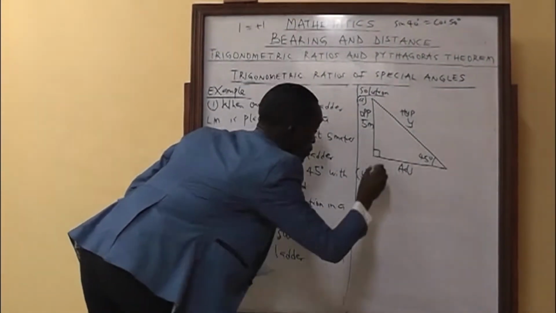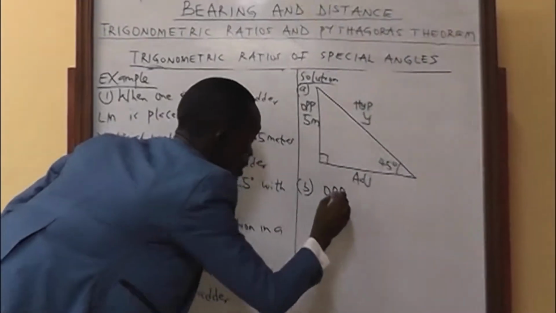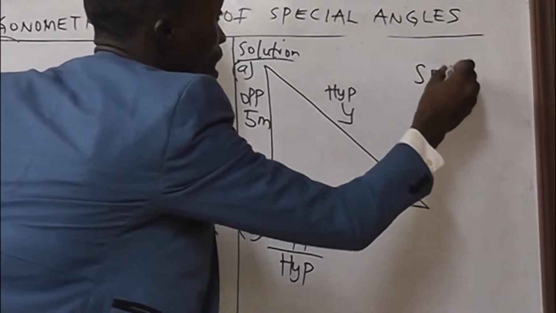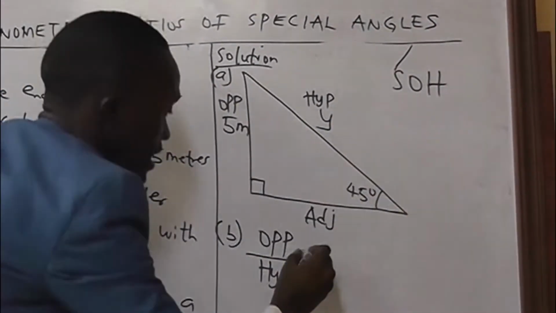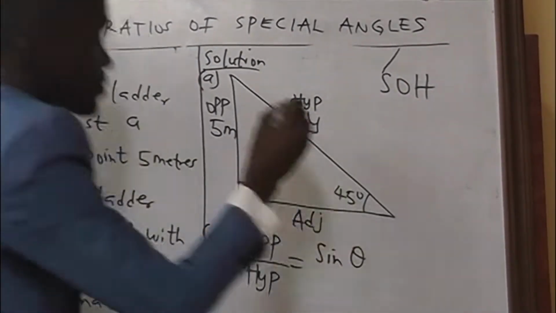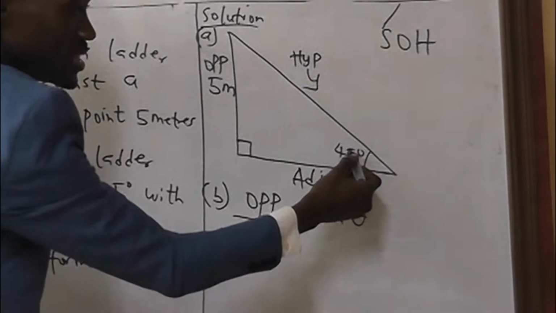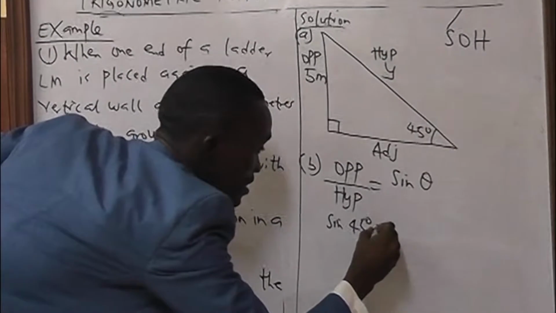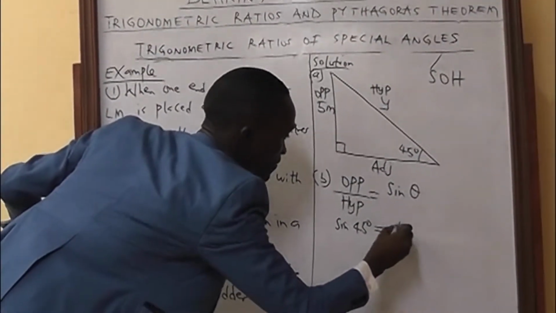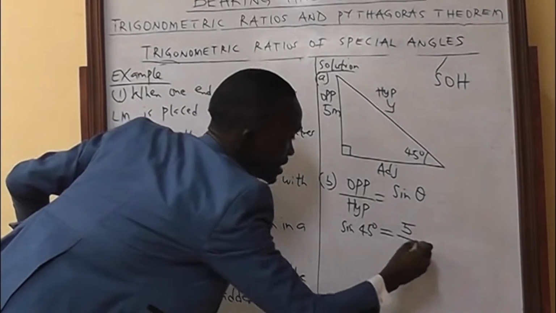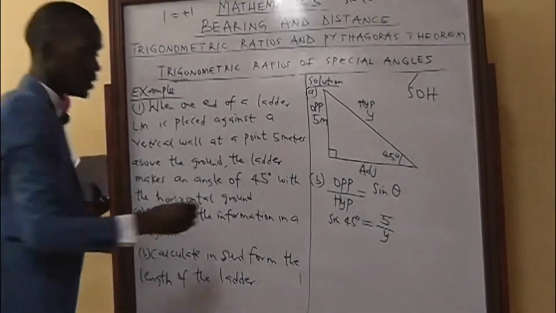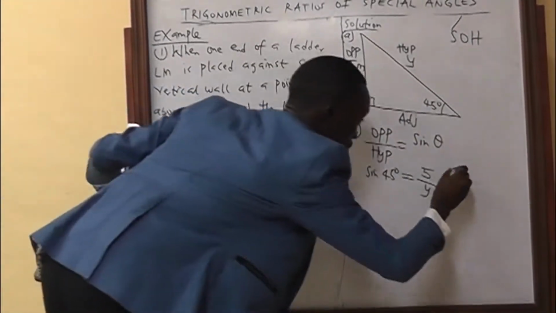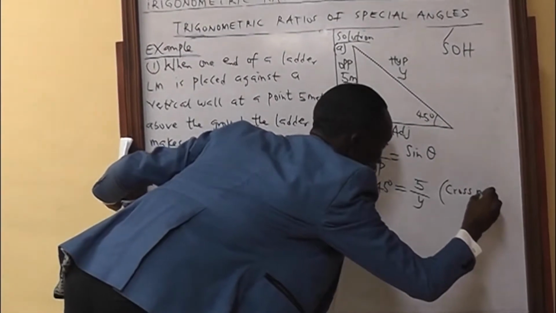We know opposite and we are looking for hypotenuse. So opposite over hypotenuse is taking us back to S, and this S here is representing sine theta. Theta here is 45 degrees, the angle we are given. So we have sine 45 degrees is equal to opposite, which is 5, over hypotenuse, which is y. So from here, what we do is that we cross multiply.